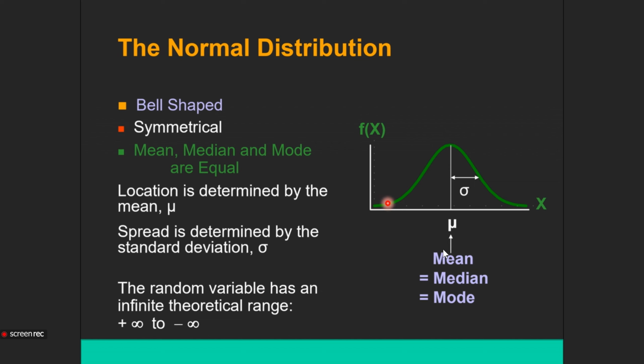And our random variable has an infinite theoretical range. It means when you look at this particular curve, the curve does not actually touch the horizontal line. So it tails to infinity to the left and also to the right. That is why we say the random variable has an infinite theoretical range from positive infinity to negative infinity.